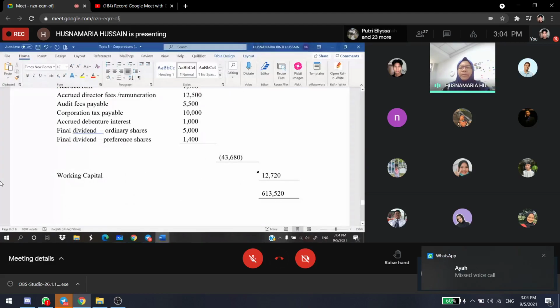Current asset minus current liabilities, this is your working capital. Same line dengan dia punya term dia. Working capital same line. Jangan pula letak working capital kat atas ni, and then dekat sini you letak net asset kat sini, which is wrong.